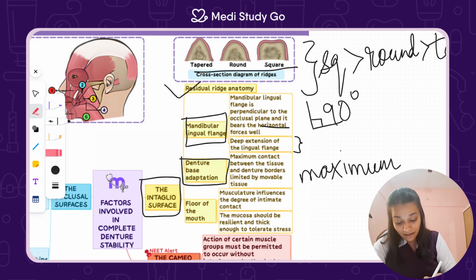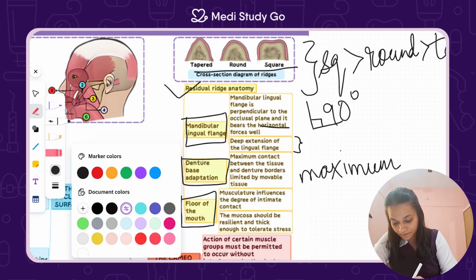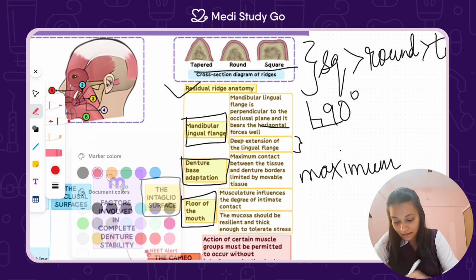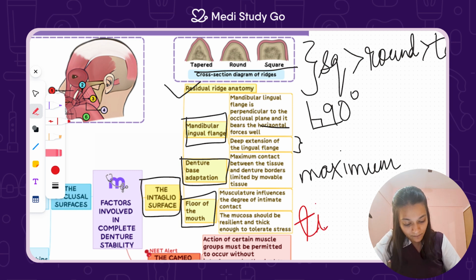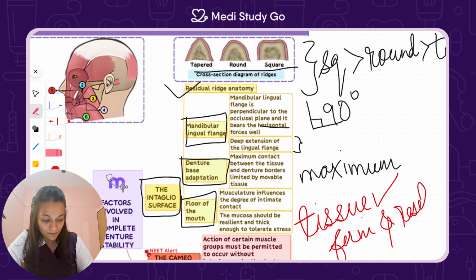And the last being the soft tissue part, which is floor of the mouth. So now this will be governed majorly by the musculature, that is the muscles that come and play a role in floor of the mouth. The mucosa should be resilient and thick or firm such that it offers resistance to the movement. Movable tissues are not desirable. So always remember that the tissue that would be desirable or acceptable would be firm and resilient in nature.